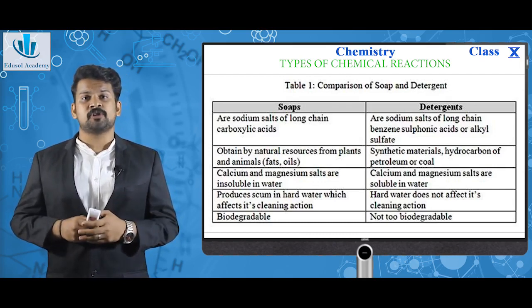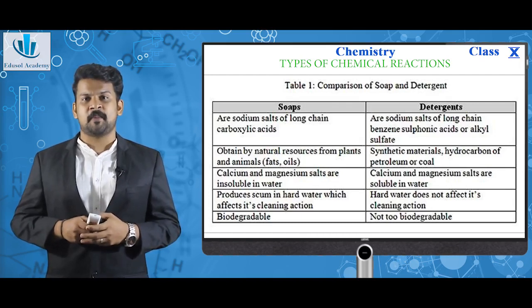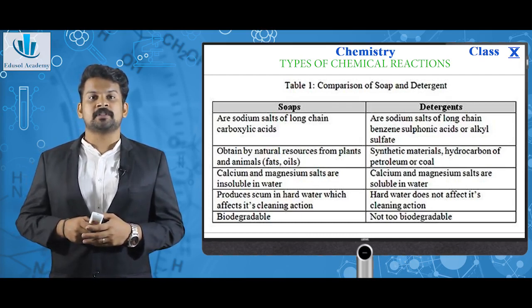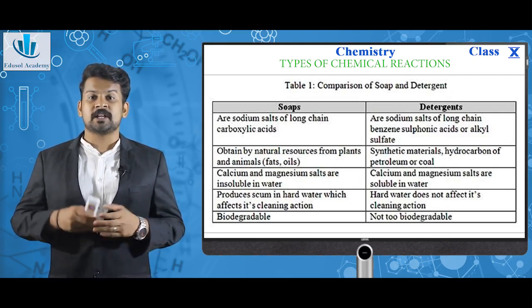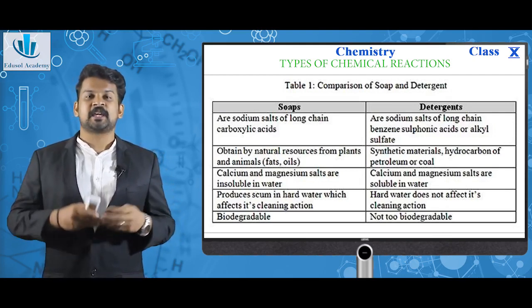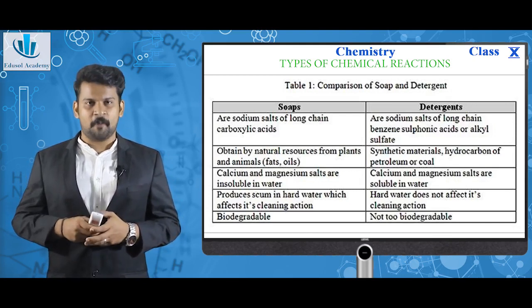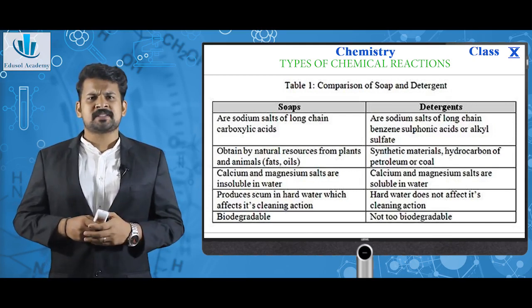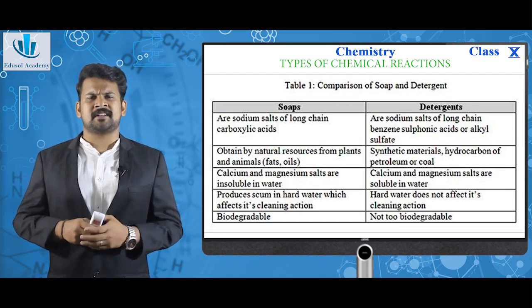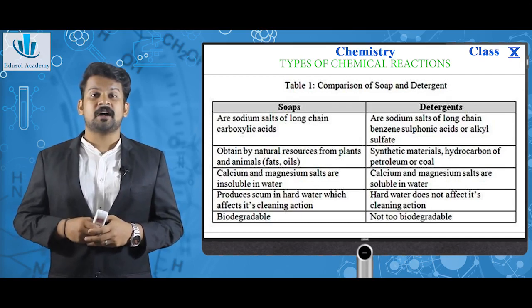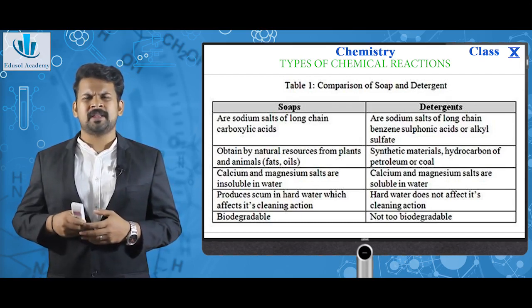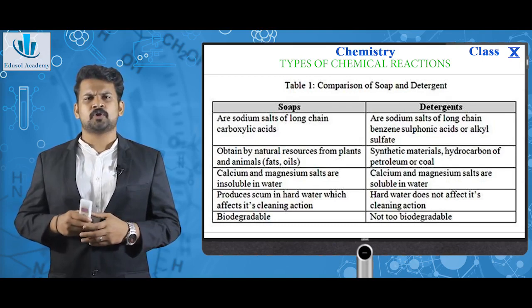Soaps are obtained from natural resources like vegetable oils, fats, etc. Detergents are obtained from synthetic materials and hydrocarbons of petroleum. Calcium and magnesium salts are insoluble in water for soaps. Calcium and magnesium salts are soluble in water for detergents. In the case of soaps, precipitates are formed. Soaps produce scum in hard water which affects their cleansing action. This is not seen in detergents. Soaps are biodegradable. Detergents, on the other hand, compared with soaps, are not as biodegradable.